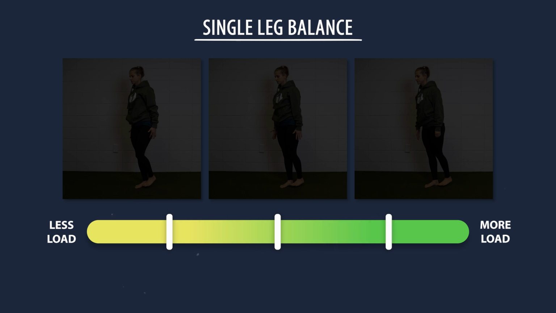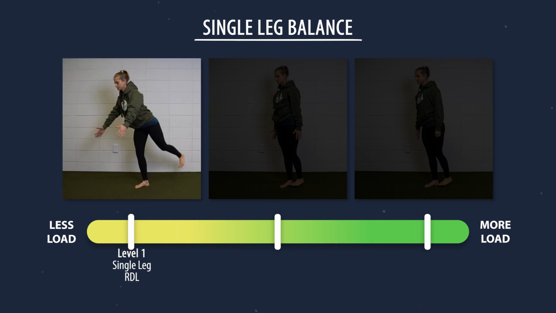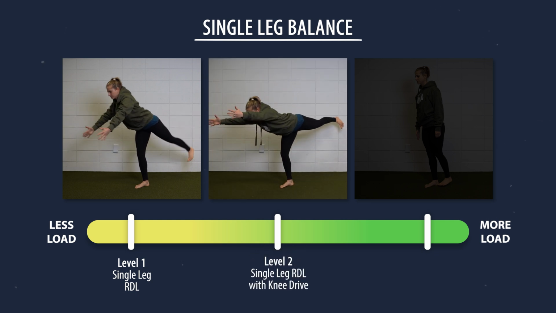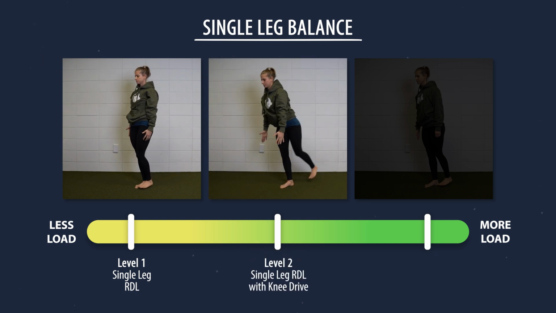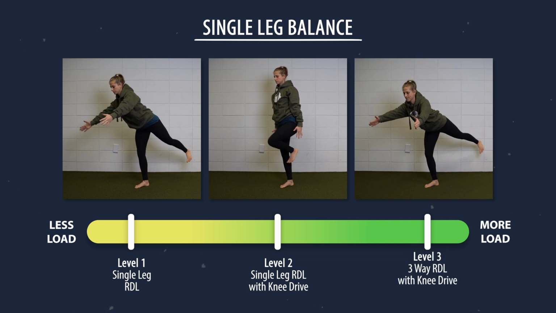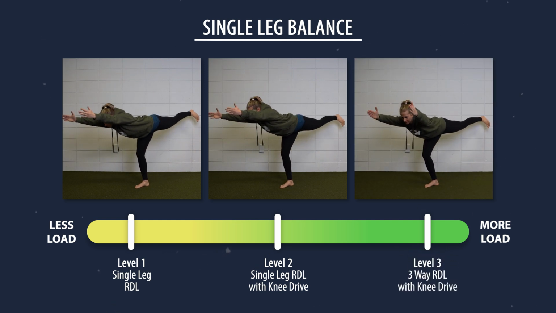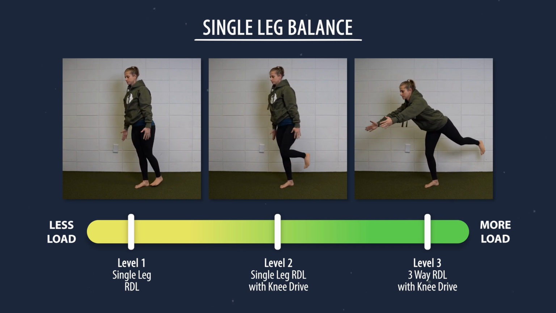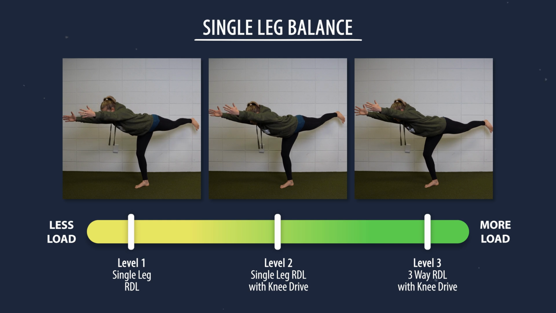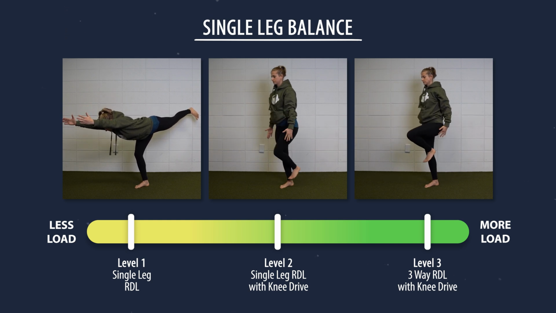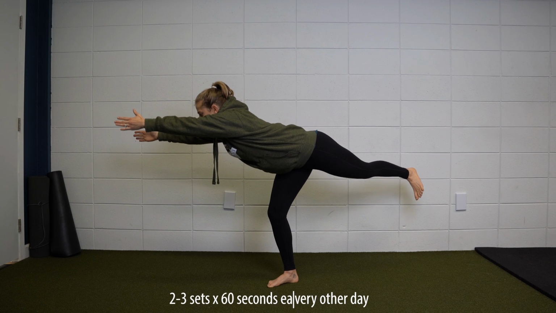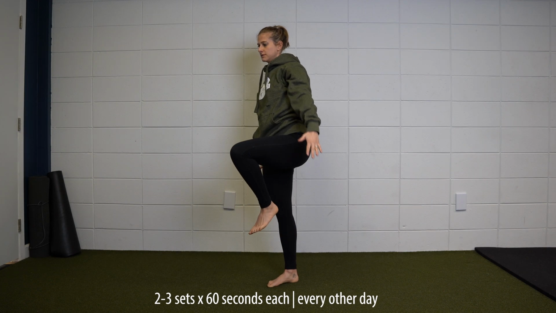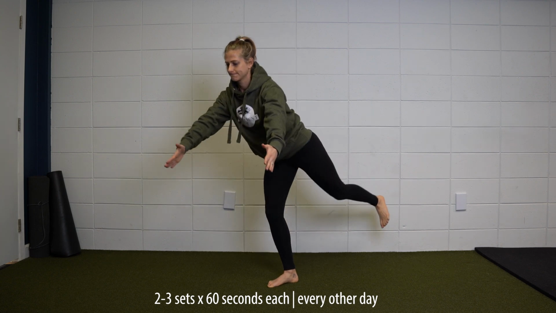Single leg balance progression. Level 1, single leg RDL. Level 2, single leg RDL with knee drive. And level 3, three-way RDL with knee drive. This is the same as the previous exercises, but now you will alternate reaching hands towards the left, middle, and to the right. Find an appropriate starting level and perform these barefoot for 2 to 3 sets of 60 seconds on each leg every other day.